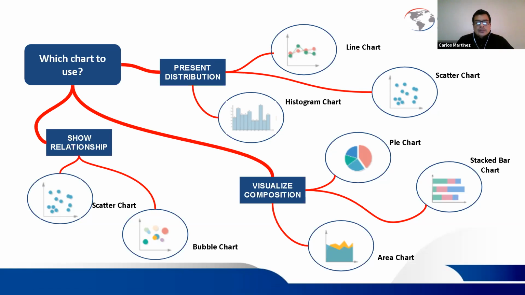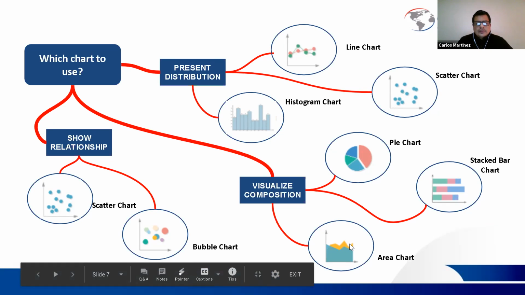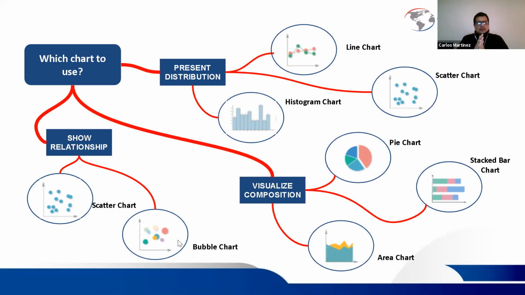So again, let's recapitulate. To present the distribution, we're going to use line charts, scatter charts, and histogram charts. To visualize composition, we're going to use pie charts, stacked bar charts, and area charts. And finally, to show the relationships of things, we're going to use scatter charts and bubble charts, okay? The difference between a scatter chart and a bubble chart is that a scatter chart is more for specific information, and a bubble chart is for a quantity of information at a certain moment, okay? So a scatter chart is basically not one piece of information, but unique information at a specific moment.